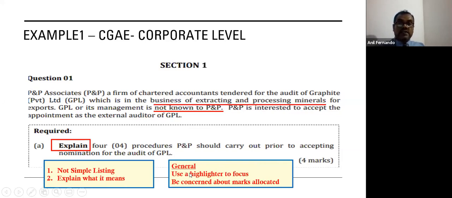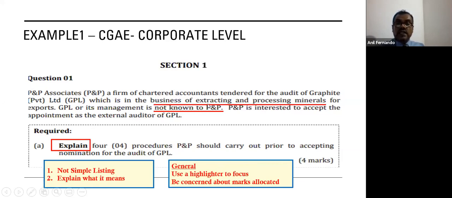As a technique, you better use a highlighter or any other marker to focus on this, like highlighting "explain". Normally exam papers bold these things. Not only this, but the 4 procedures. It is good to pay attention to these two.